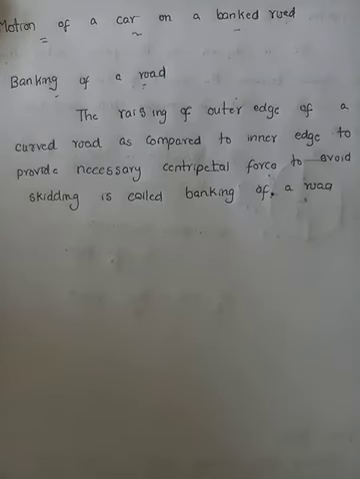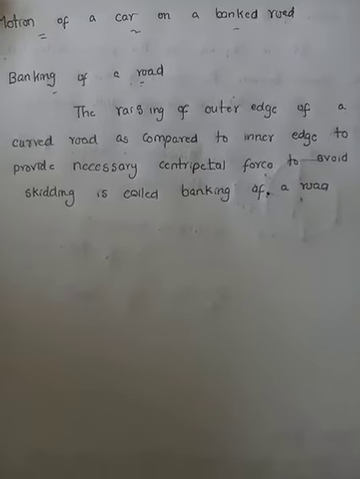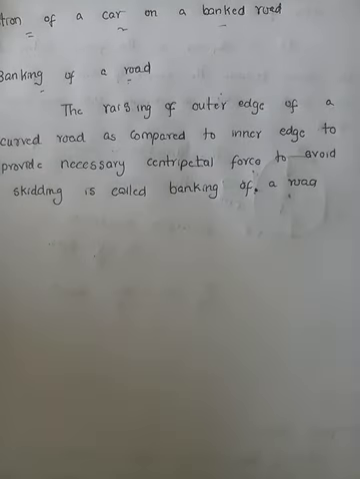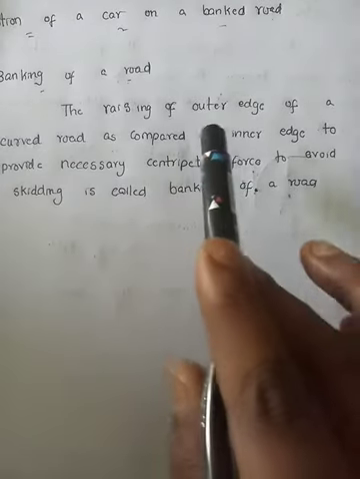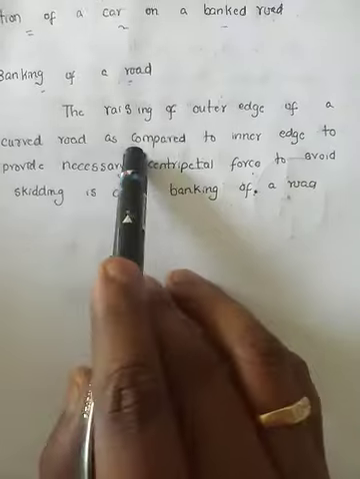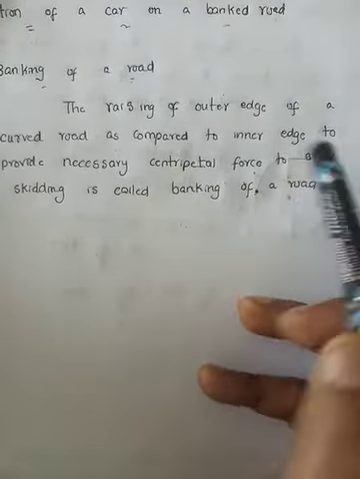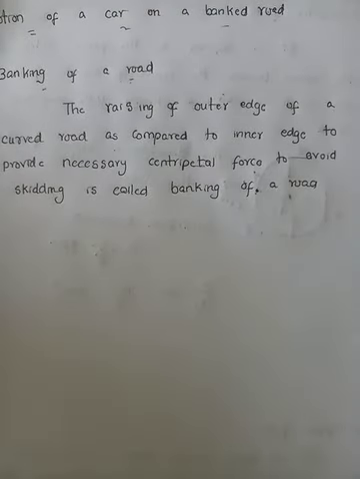So, to avoid skidding on a circular turn, or to provide the needed centripetal force, we do banking. What is banking is very simple. Have you seen the circular turn? The inner edge is lowered and the outer edge is raised by a very small amount. That is called what? Banking. The raising of the outer edge of a curved road as compared to the inner edge, to provide the necessary centripetal force to avoid skidding, is called banking.